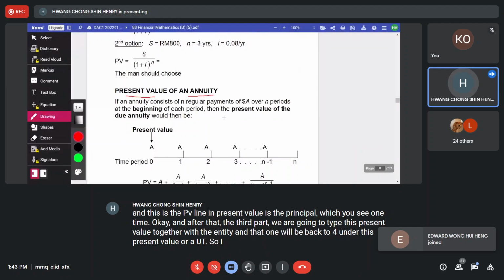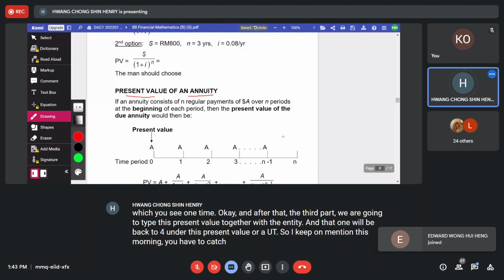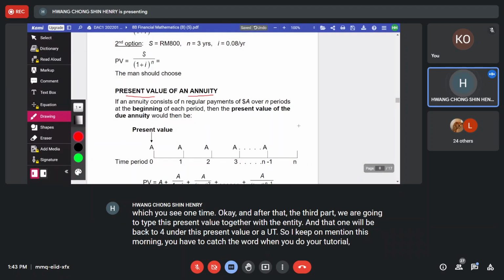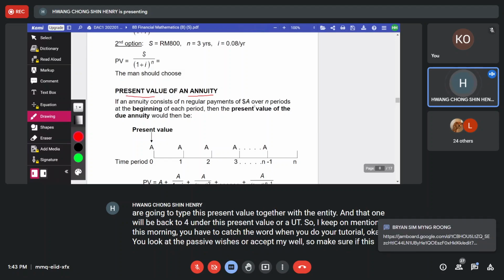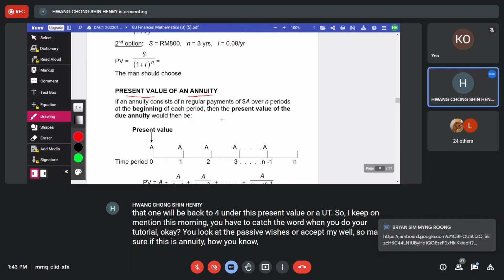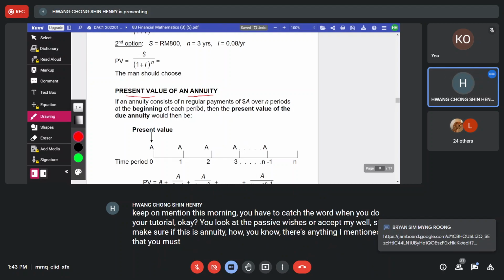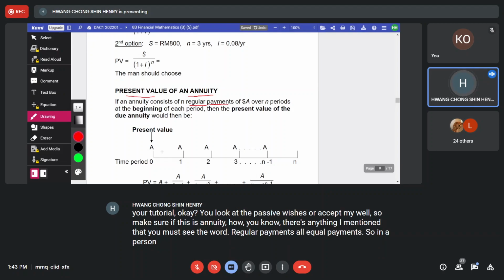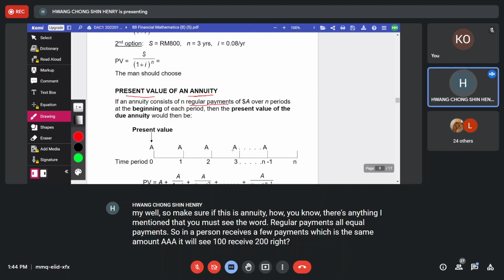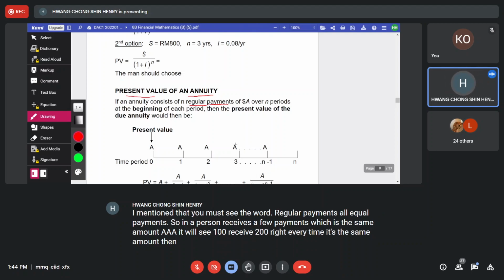So I keep on mentioning this morning, you have to catch the word when you do your tutorial. Look at the past year questions or Excel, whatever. Make sure if this is annuity, how do you know that's annuity? I mentioned that you must see the words regular payments or equal payments. If a person receives a few payments of the same amount, you receive 100, receive 200, every time it's the same amount, then that is definitely annuity.